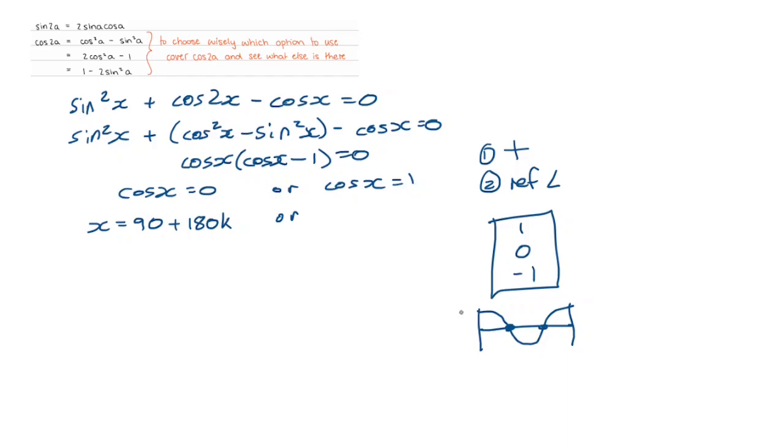Where does it equal 1? It's right here at the top, at 0, and at 360. And so again, let me just summarize and say it happens at 0, and if it's going to happen again at 360, then I'm just going to say plus 360k. And so look out for that little subtle trick when you have answers of 1, 0, or minus 1.